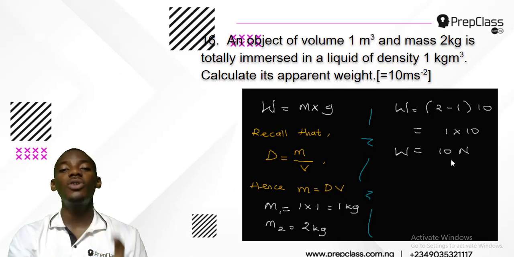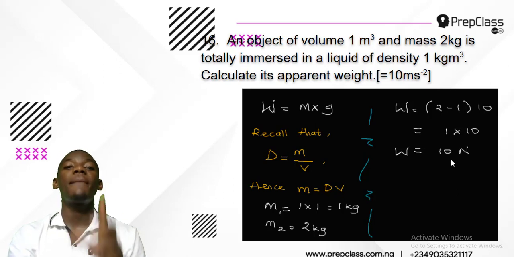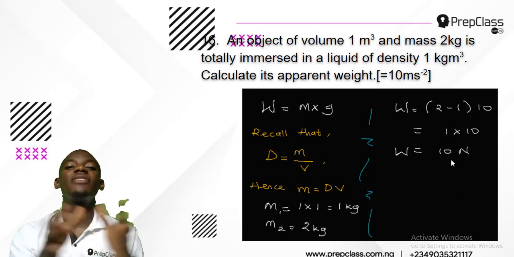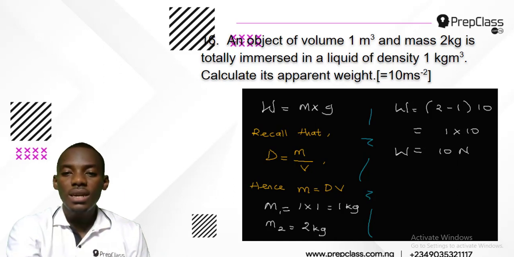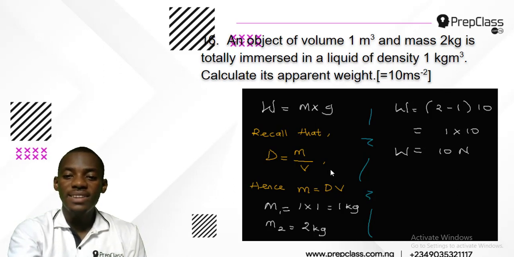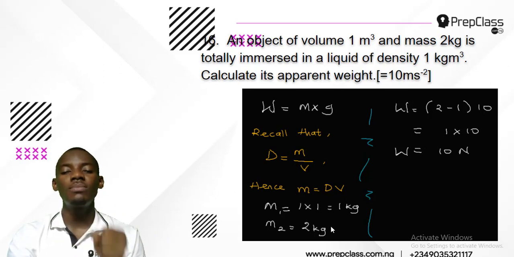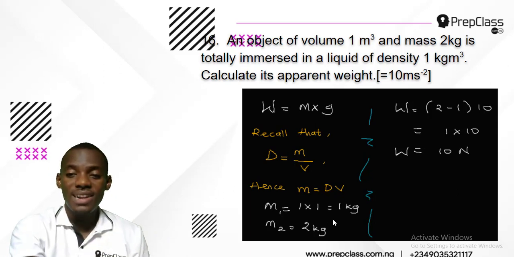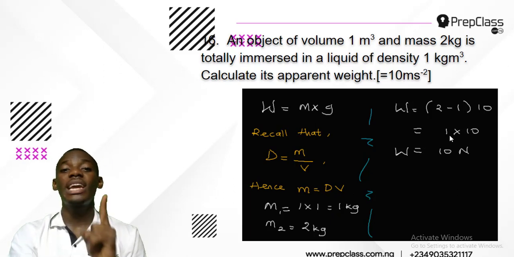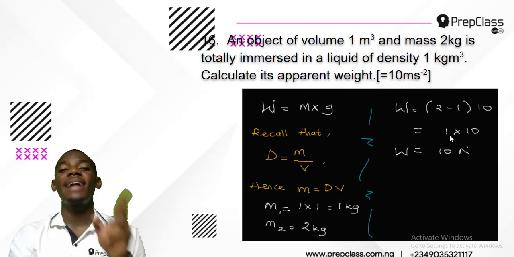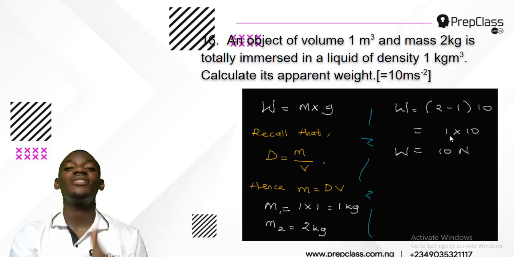Now what I'm saying is that for you to be able to find apparent weight, you must first find apparent mass, and apparent mass is the difference between 2 masses. I was given 1 mass here as 2 kilograms, but I must use the density formula and the volume to find the second mass, and that gave me 1 kilogram. Then if you subtract the masses, you will get 1 kilogram, and that is your apparent mass. Now multiply it by 10, and that will give you 10 Newton, and that is your apparent weight, and that is the answer for number 16.